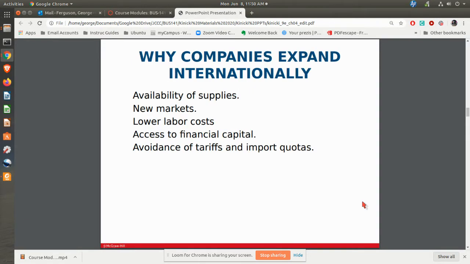The reason why companies tend to expand internationally is primarily because of labor. All right. You also have availability of supplies and markets and things like that. The main thing is labor costs.